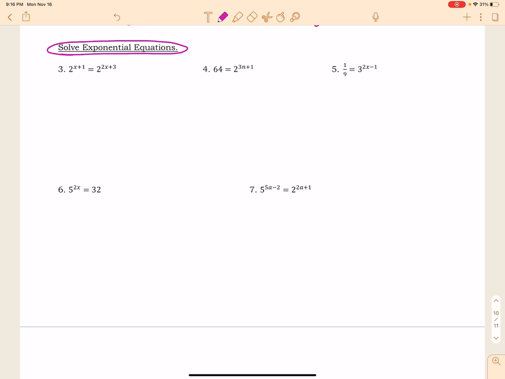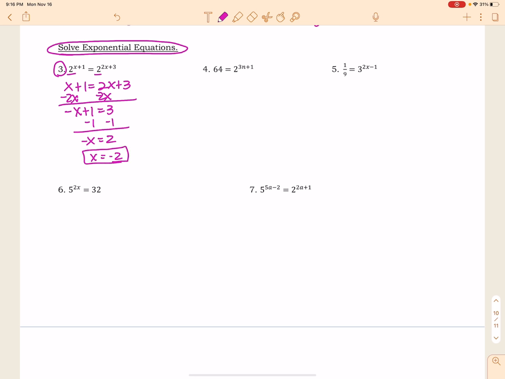So as we look at this first one, it's pretty easy. The bases are the same. That means we can set the exponents equal to each other. Okay, so this one's not bad. So negative x plus 1 equals 3. I'm going to subtract the 1 from both sides, and I get 2. So x equals negative 2.